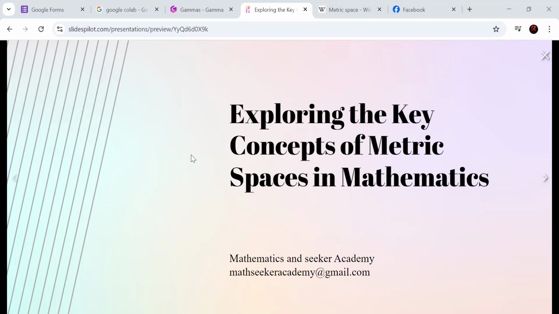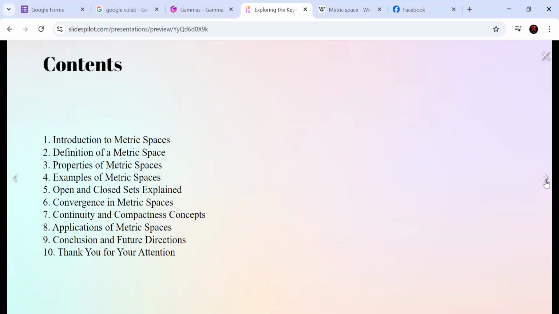So, we have the outlines. In such a way, we have to explore the key concepts of a metric space. First thing, we have to introduce the metric space. Then we have to define metric space, property of metric space, examples of metric space, open and closed sets, and explain them.